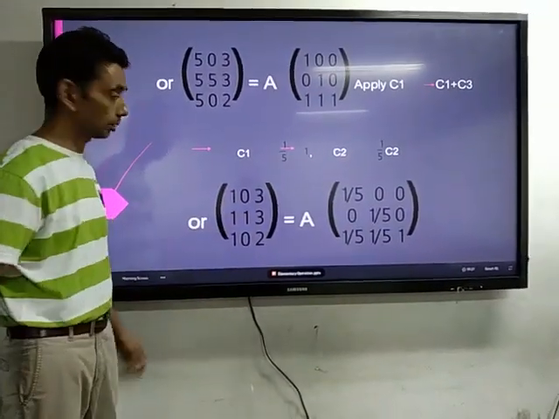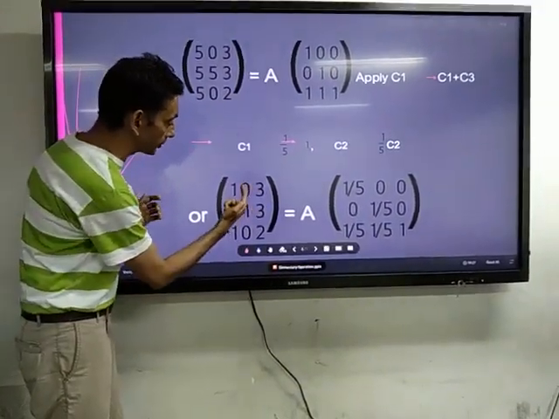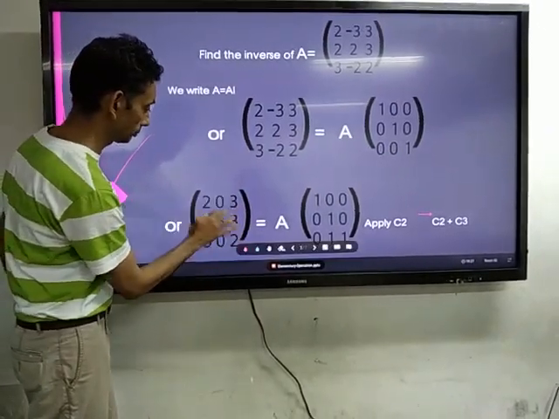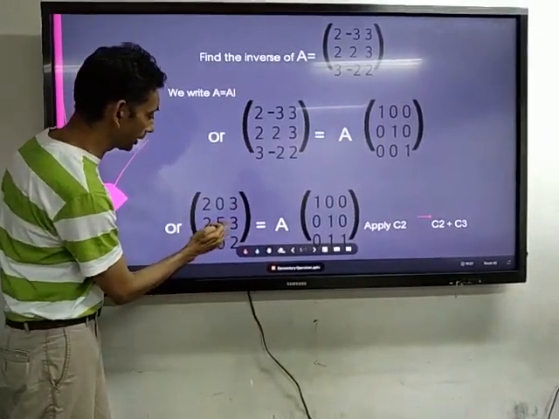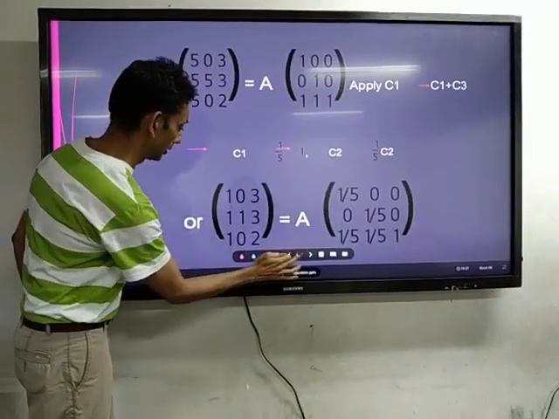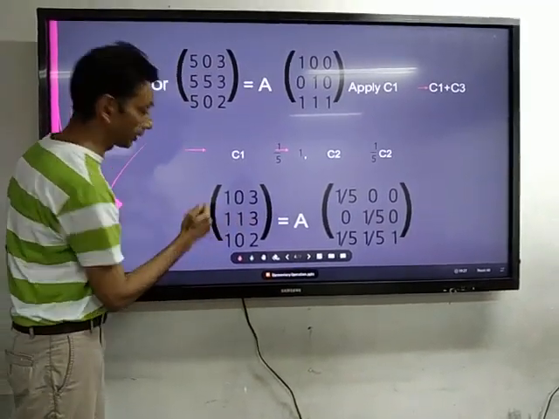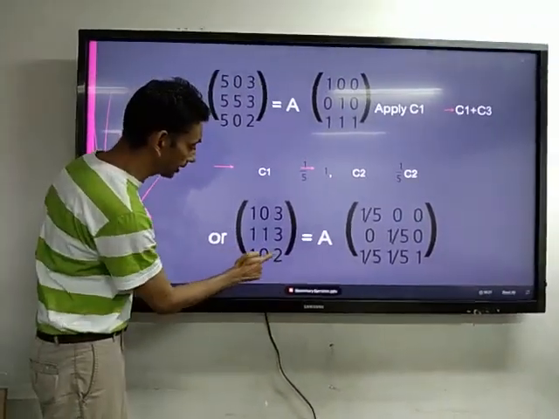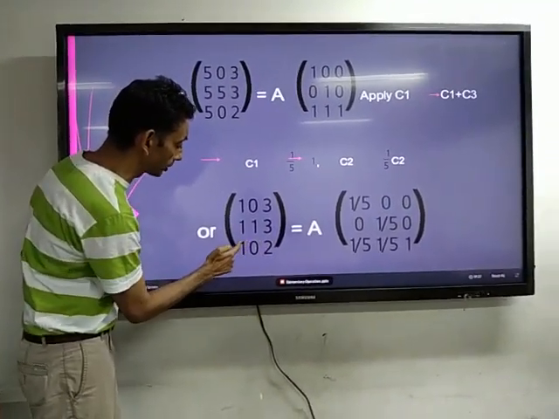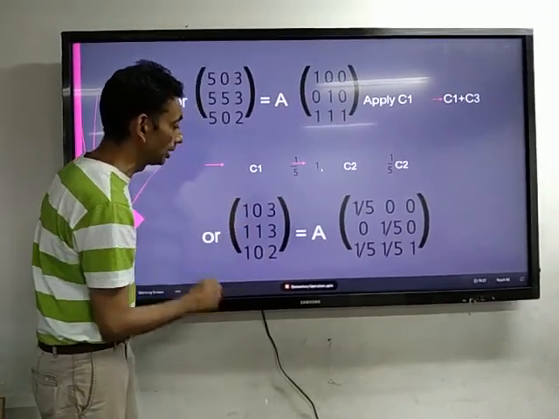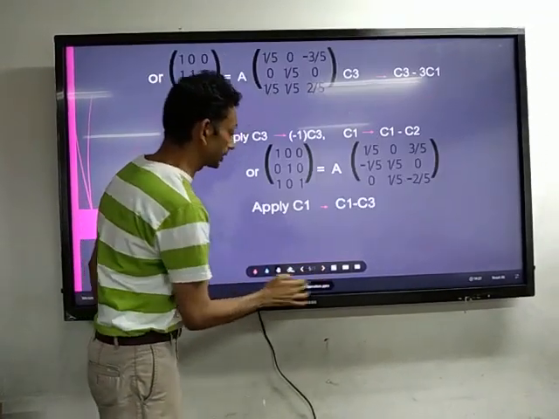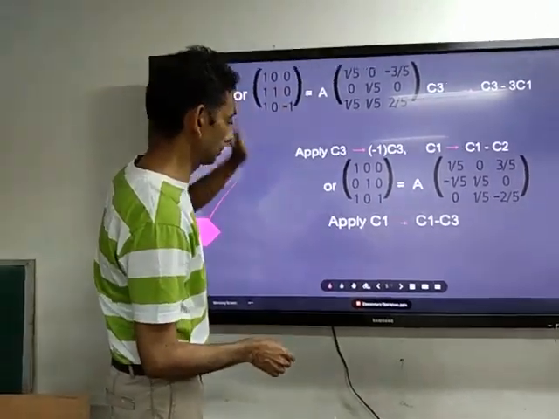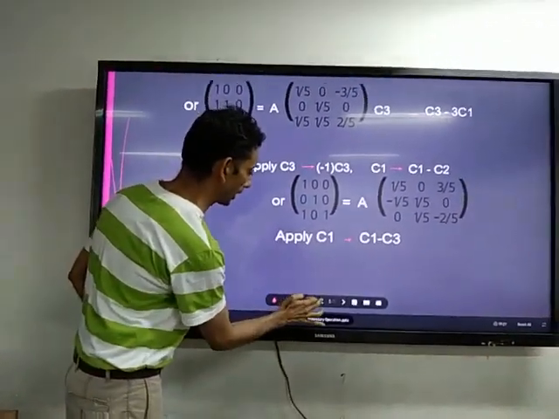So what will be the numbers? What will be the column 3 in that case? 3 minus 3 into 1, it will be 0. 3 minus 3 into 1, it will be 0, and 2 minus 3 into 1. So what will be this element now? 2 minus 3 into 1, that is 2 minus 3, it has to be minus 1. So it will be 0, this will be 0, and this will be minus 1. So let's see what happens in the next.